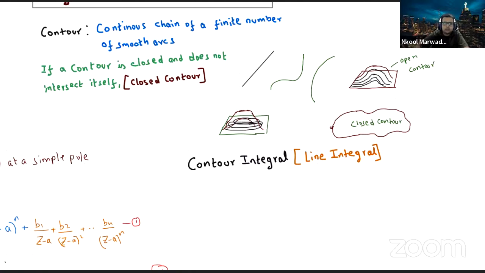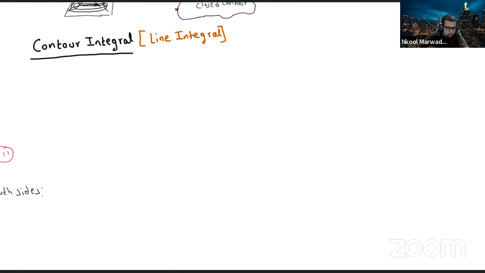So let us discuss this. Let us suppose we have a contour which we are representing with C, capital C, and it is parameterized because that contour I can represent mathematically via a mathematical function.